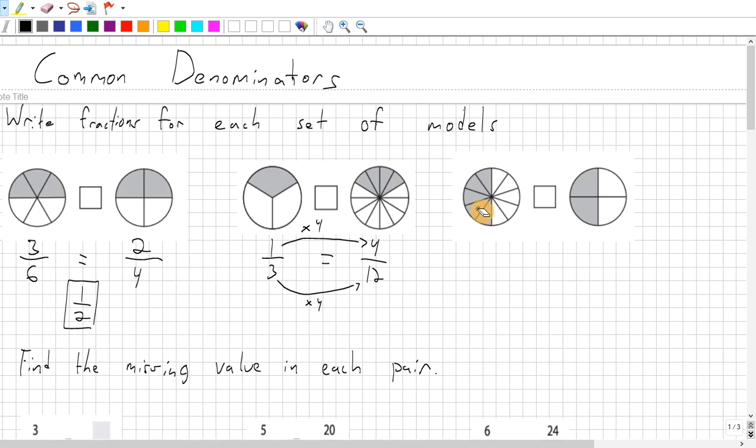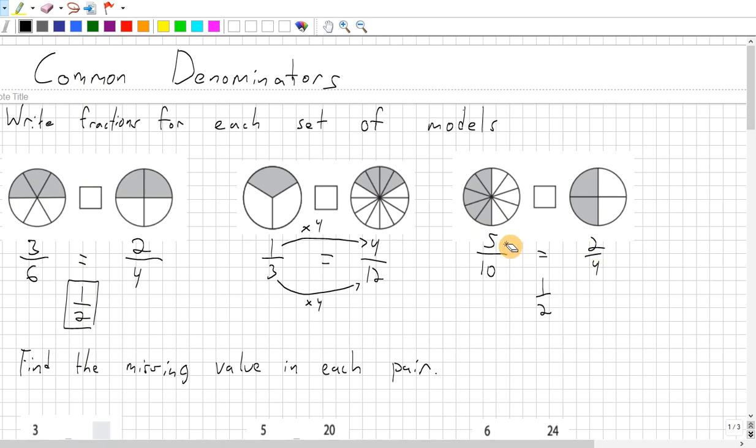This one over here, I have 1, 2, 3, 4, 5 out of 10. And this again is another way of writing a half. Those are equal. So we can write 1/2 an infinite number of ways: 1/2, 2/4, 3/6, 5/10, 6/12, anything that is going to be that same ratio, right?